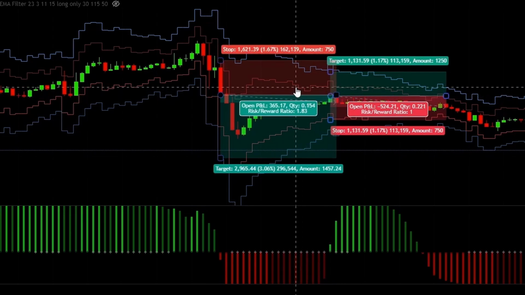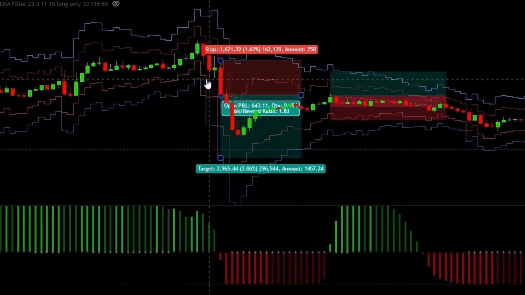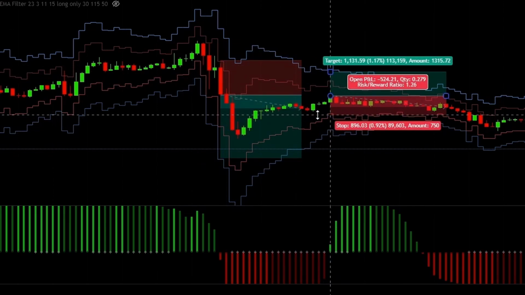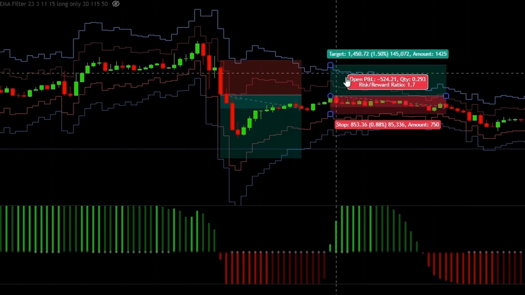There are no trailing stop losses, no move stop loss to break even, nothing like that. So either gets hit first, we will exit the position there. And the same case goes to the long, so stop loss there and take profit there.